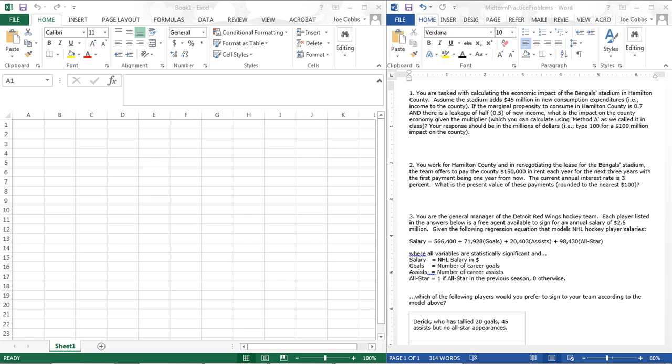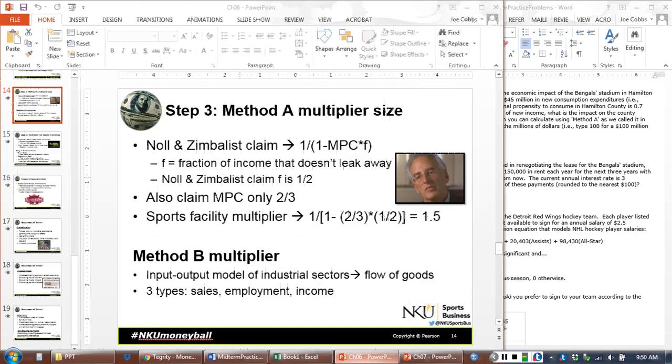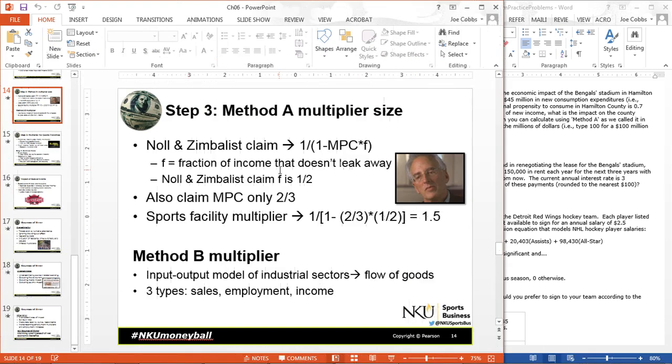Okay, so first let's see where in our notes we can find the equations that we need. So look right here, Chapter 6. Hopefully this slide looks familiar to you. We see method A for calculating a multiplier here. And we also see here marginal propensity to consume. These economists estimate it at about 0.67 on average, or 2/3. In our problem, it's giving us a marginal propensity to consume of 0.7, so pretty close to that. They also say leakage is usually about a half, and that's what was given in our problem as well. So first we need to use this equation to calculate this multiplier.